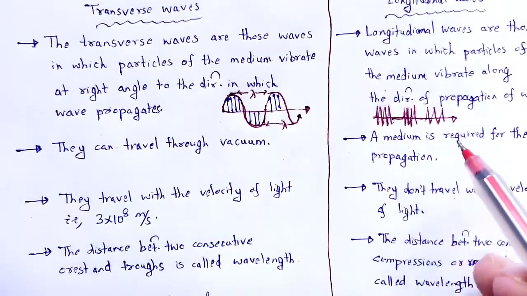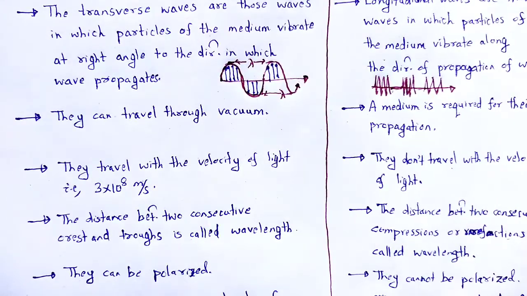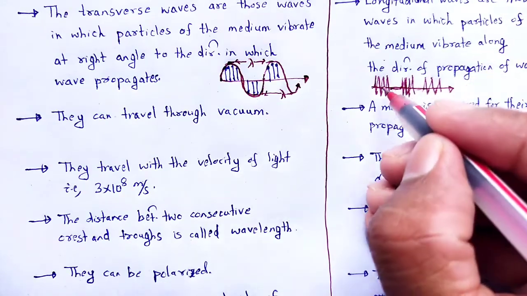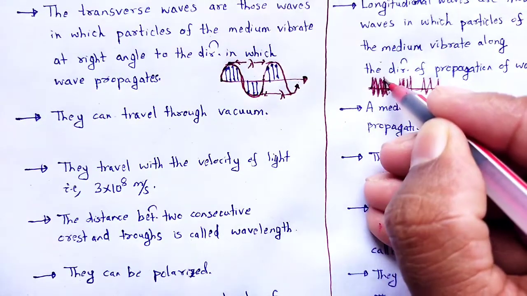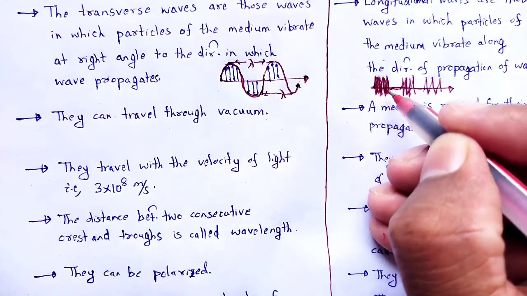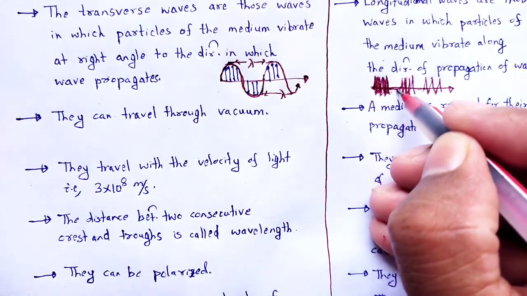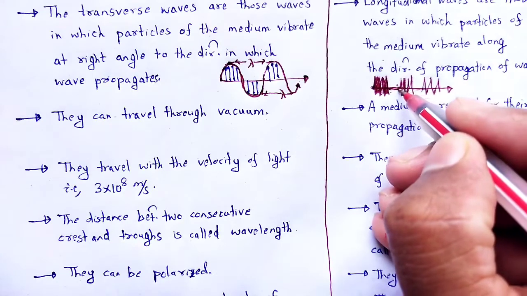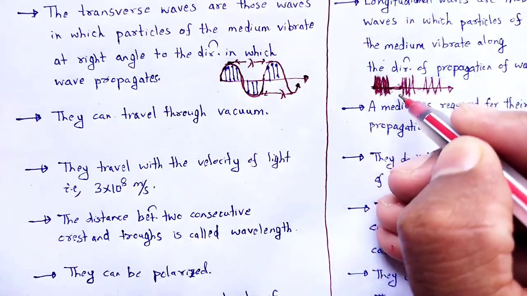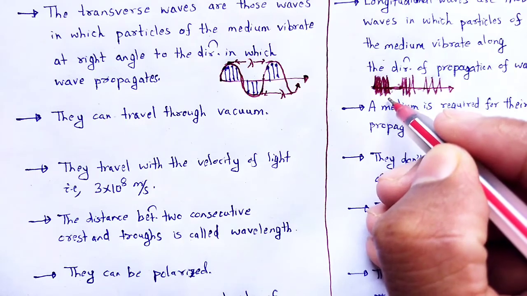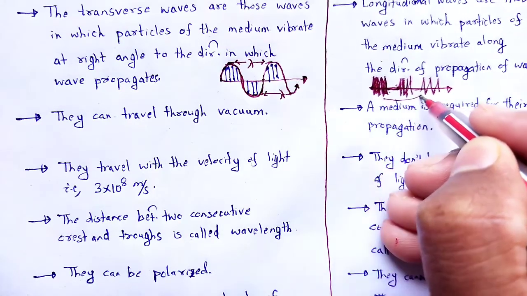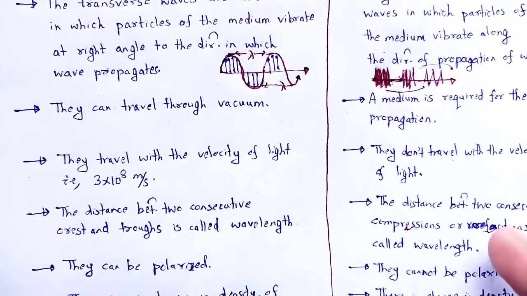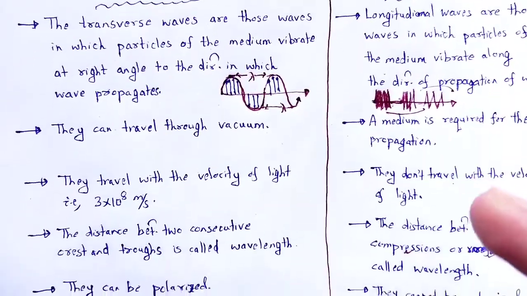But in case of longitudinal waves, the distance between two consecutive compressions or rarefactions is called wavelength. Compression means a number of particles are vibrating close together, that is the compression, and here the separation will be large, so that is the rarefaction. So the distance between consecutive compressions or consecutive rarefactions is also known as the wavelength in case of longitudinal waves.